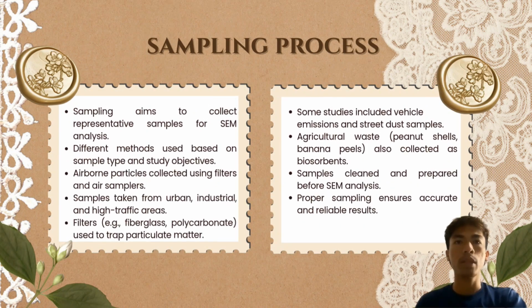Now I will explain the sampling process used in the selected studies. The main purpose of sampling was to collect representative particulate matter samples for analysis using scanning electron microscopy, or SEM. Different sampling methods were used depending on the type of sample and the objective of each study.